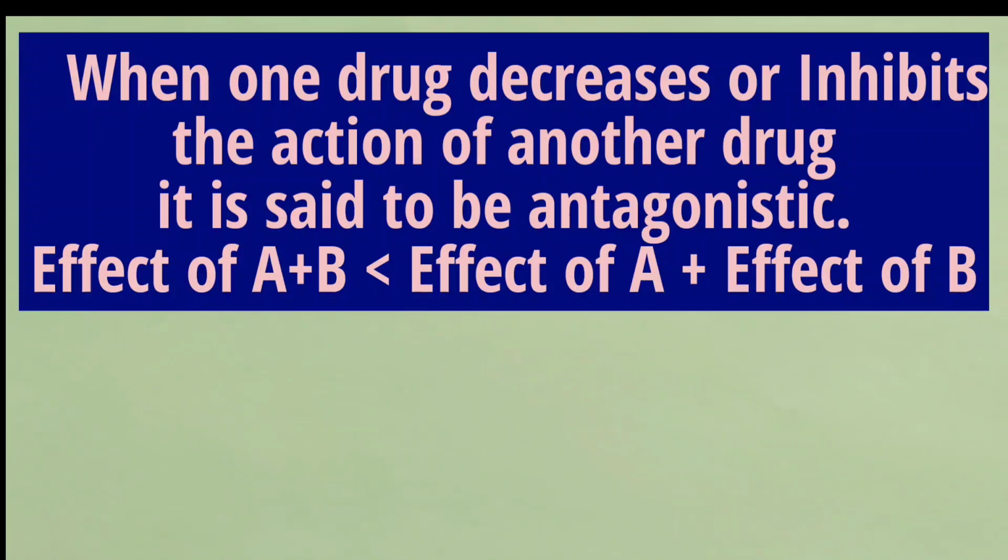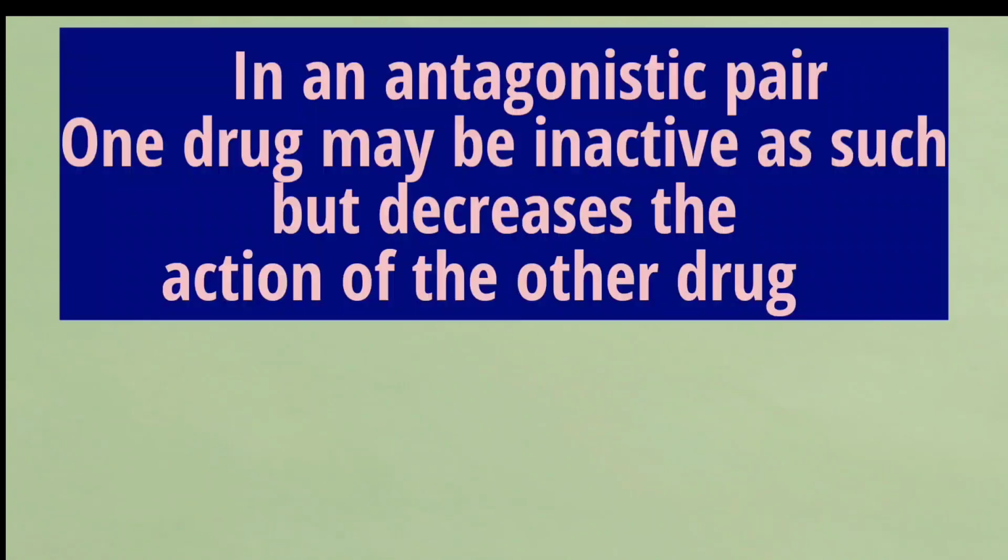For example, the effect of drugs A plus B is less than the effect of drug A plus the effect of drug B. Usually in an antagonistic pair, one drug is inactive as such but decreases the effect of the other drug.